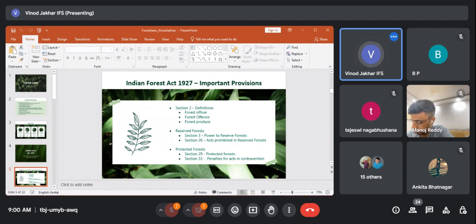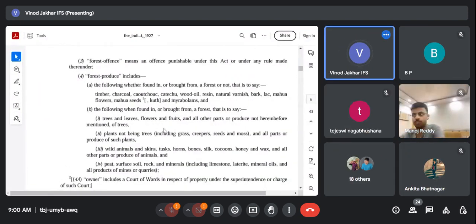Let me share this also. Let me share this definition. Can you see this? Is it visible?